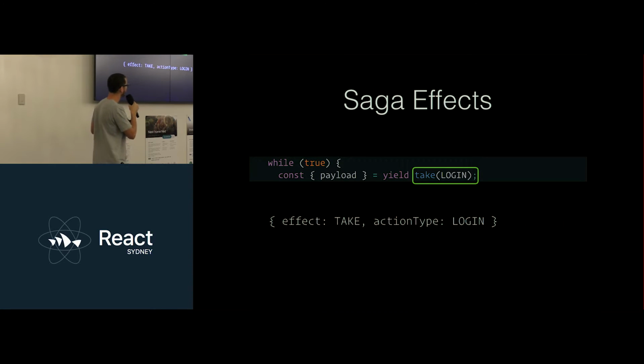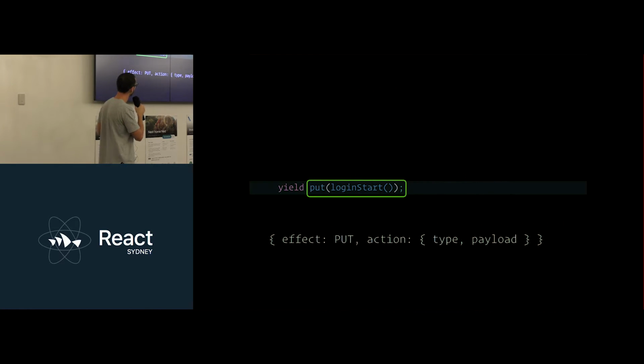Let's talk about the effects. So redux-saga has some built-in effects. One of the most important ones is take. It will block the execution there until this action is dispatched. It's called a blocking effect. There are also some other non-blocking effects. This one, for example, will dispatch and immediately jump to the next yield statement.